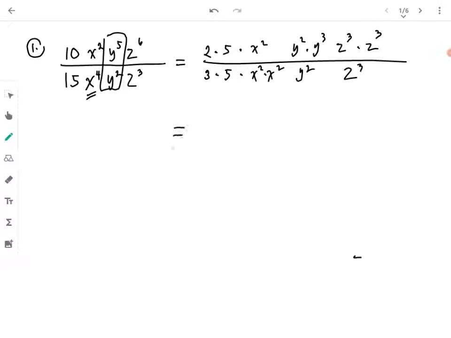Since we factorized all of that, we try to cancel out by division those common factors: 5 and 5, x squared and x squared, y squared and y squared, z cubed and z cubed. We are left with, in our numerator, 2 z cubed, and in our denominator we have 3 x squared. Done.